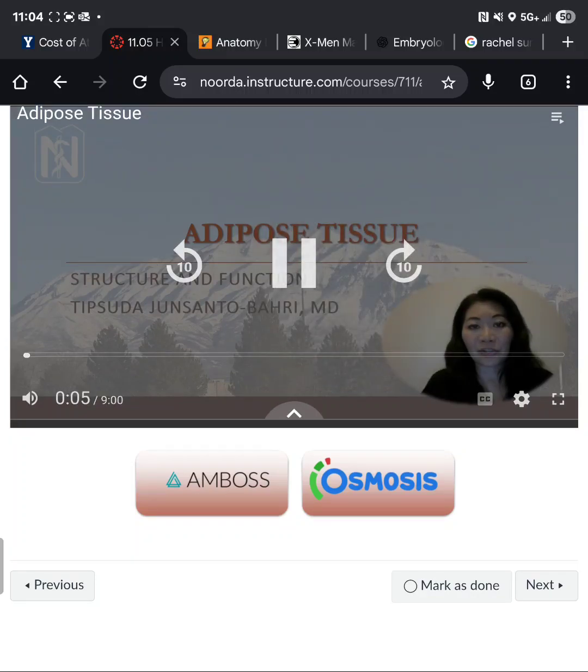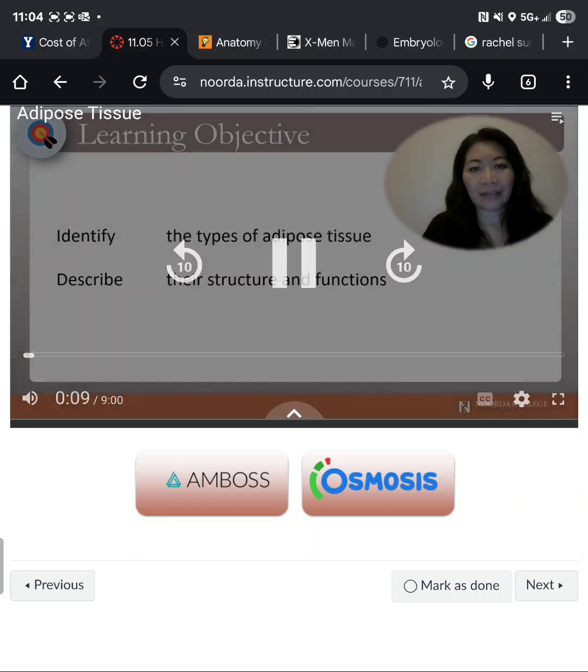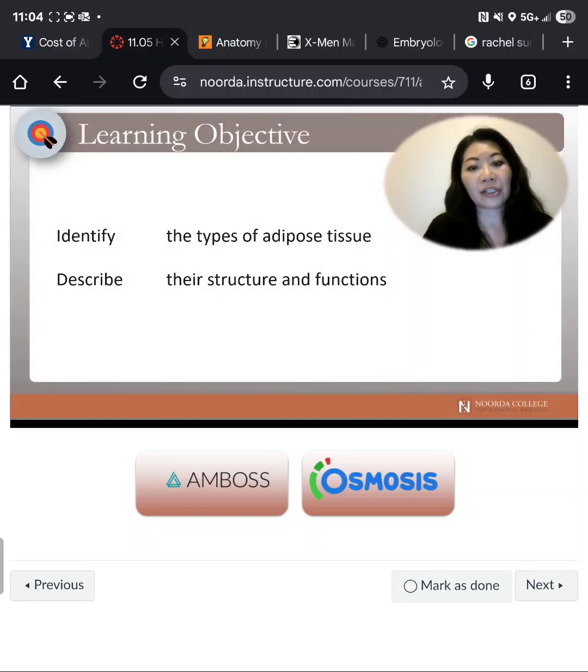We're going to talk about adipose tissues. By the end of the session, I want you to be able to identify the types of adipose tissue and describe their structure and functions.